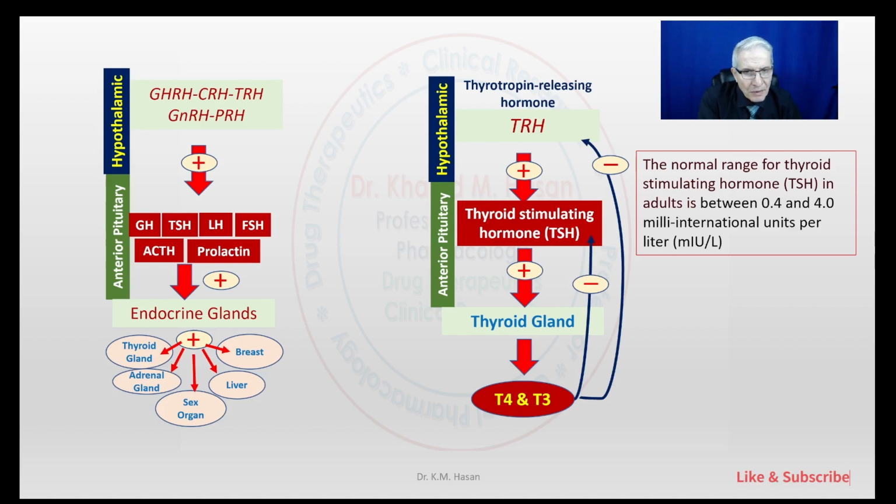And normally we ask for a blood test when we have a patient with abnormalities related to the thyroid gland. We ask about TSH and T4, T3, and we ask for the TSH blood test. The normal value for the TSH is 0.4 to 4. If you have TSH high or low, this may diagnose hyperthyroidism or hypothyroidism.